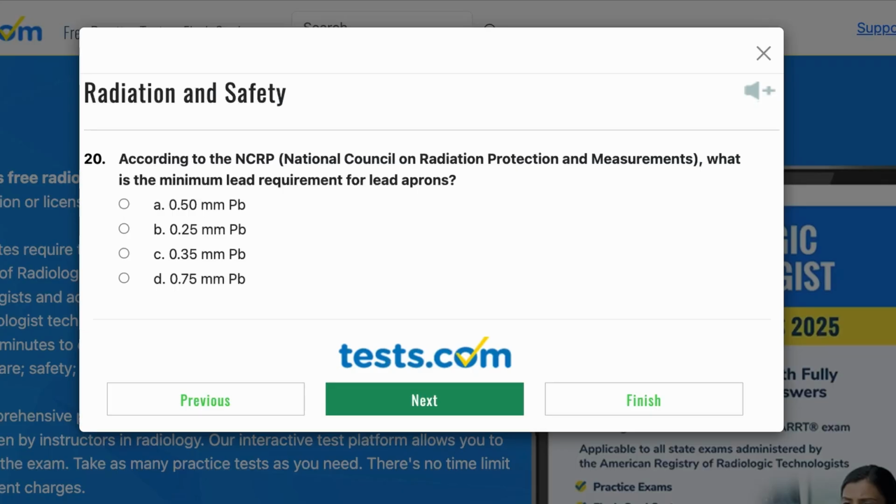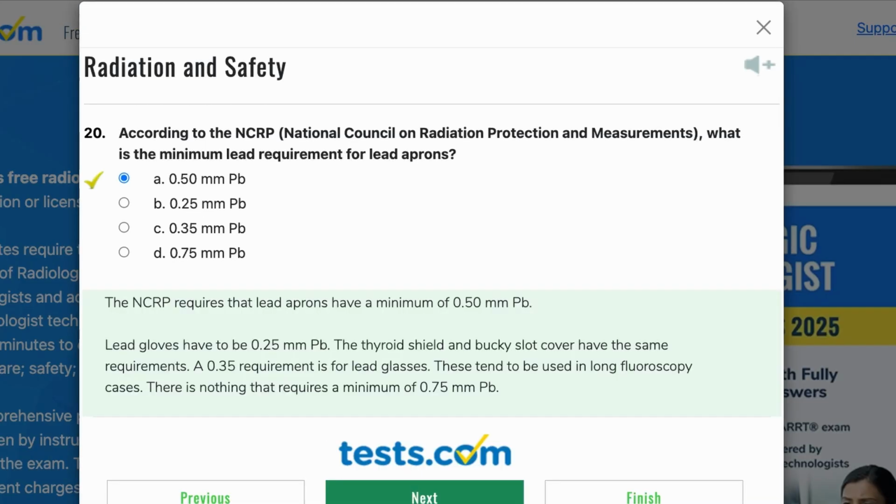Question 20. According to the NCRP, or National Council on Radiation Protection and Measurements, what is the minimum lead requirement for lead aprons? A. 0.50 millimeters lead, B. 0.25 millimeters lead, C. 0.35 millimeters lead, D. 0.75 millimeters lead. A. 0.50 millimeters lead.